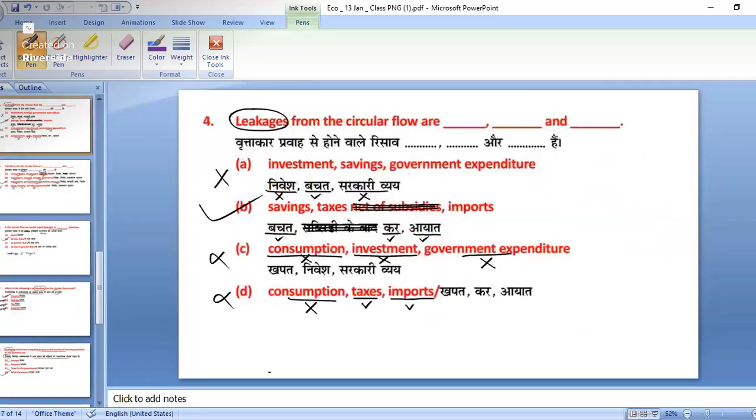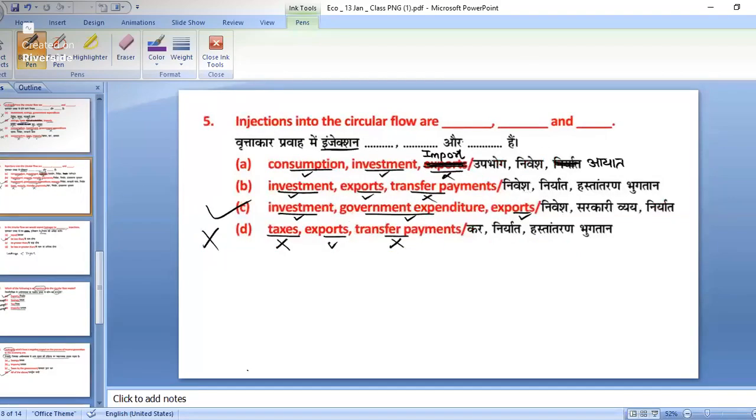Now, leakages from the circular flow are what? We have savings, taxes, and imports. They are the leakages from the circular flow. Then injections into the circular flow, we saw various examples. So remember all those, just go through all those examples.